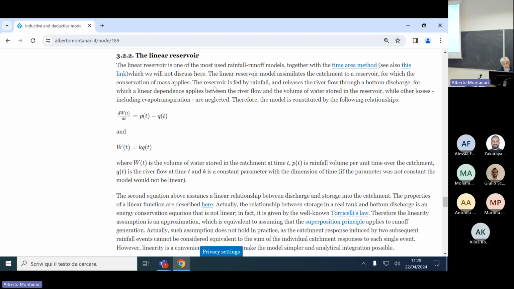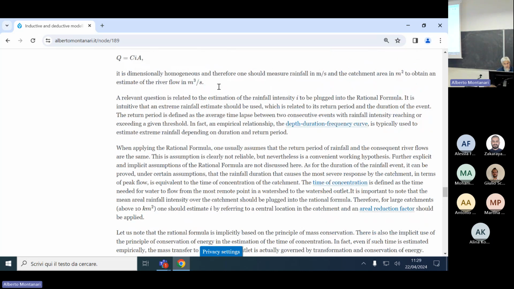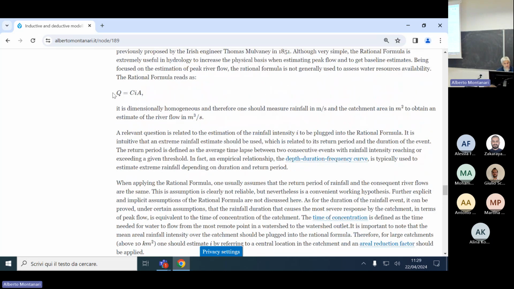And look, the rational formula doesn't consider storage. This is one of the reasons you see here. Okay, you may say that it's implicitly considered by the runoff coefficient. True. But it's not explicitly considered. And changes in storage are not considered here in the rational formula. It is just a proportion of rainfall. We assume that a proportion of rainfall is translated into river flow.